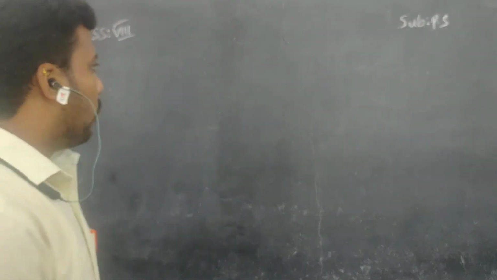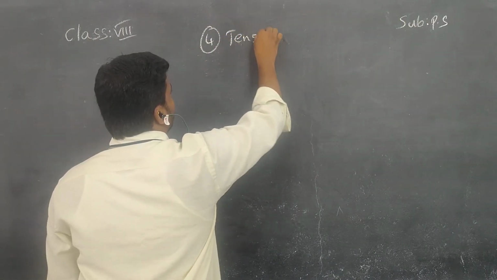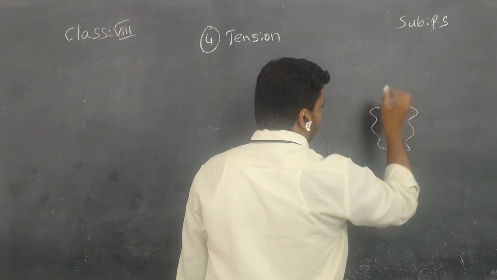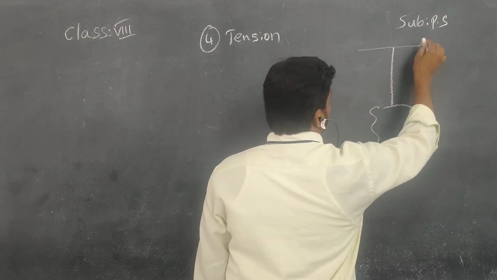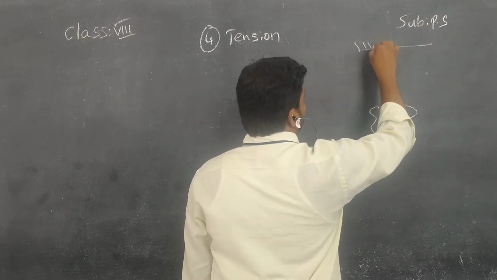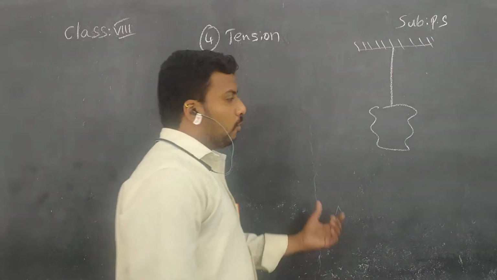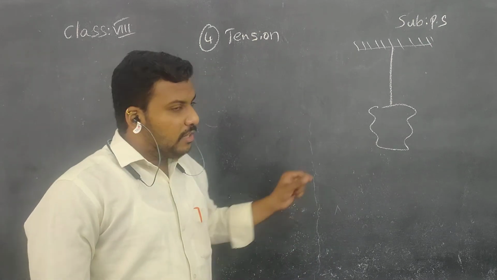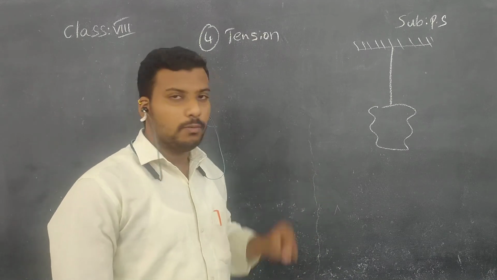So children, the fourth contact force is tension. Here I am taking an irregular stone and tying a thread. The other end of the thread is given to a seam. Right now this stone is suspended freely in air, children. Even though it is suspended in air, some force is acting on this stone.